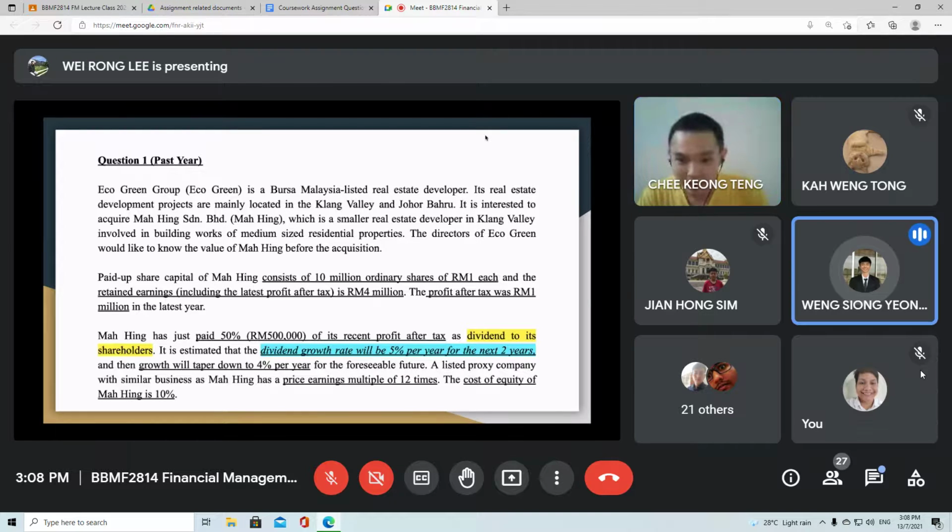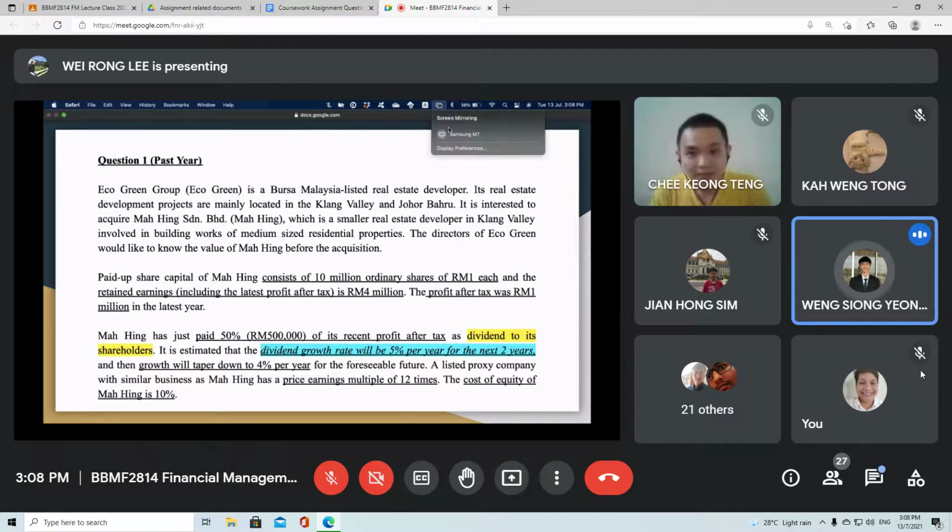Okay, so for question 1, EcoGreen Group is a Bursa Malaysia listed real estate developer. Its projects are mainly located in the Klang Valley and Johor Bahru. It is interested in acquiring Masing Sdn Bhd, a smaller real estate developer in the Klang Valley involved in building works of medium-sized residential properties. The director of EcoGreen would like to know the value of Masing before acquisition.